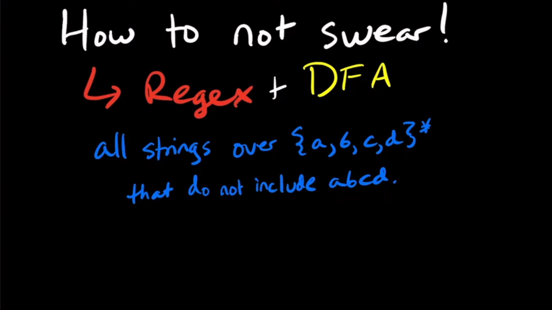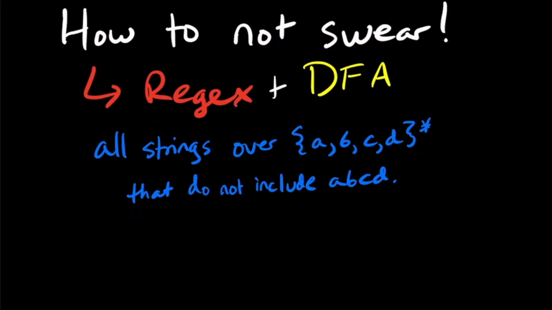So if you have a favorite four-letter swear and you do not want to say it, you can substitute the four letters A, B, C, D for your favorite four-letter word. And of course, this can generalize to three-letter words or five-letter words or whatever you want, but I'm just going to demonstrate this with four-letter words. Okay, so how are we going to make a regex for this thing?